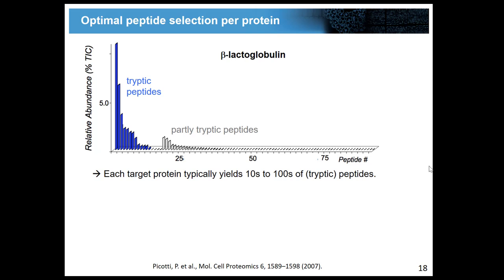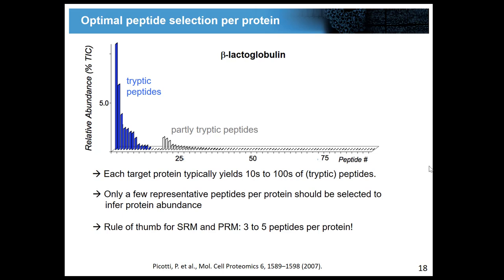There are a lot of partially tryptic peptides formed as well. And the big question that everybody asks is, which of these peptides should I use to quantify my protein? Because with SRM and PRM, we don't want to target all 80 that were described here, but we want to have 3 to maybe 5. Otherwise, our transition list gets full too quickly. And which one shall we choose?